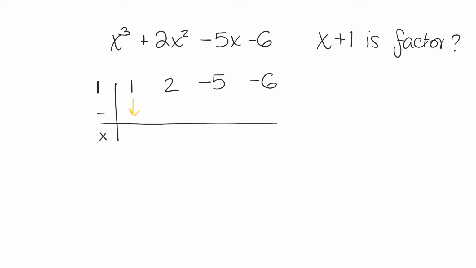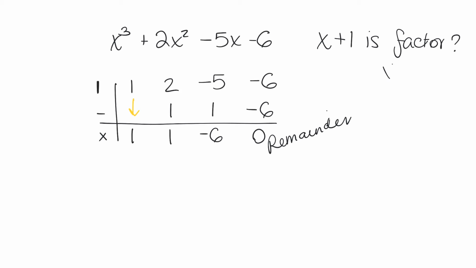We need to subtract, and we need to multiply. First step, drop your first number. So 1. 1 times 1 is 1. 2 minus 1 is 1. 1 times 1 is 1. -5 minus 1 is -6. 1 times -6 is -6. -6 minus -6 is 0. So we have a remainder of 0.